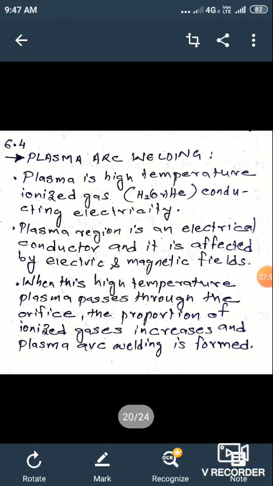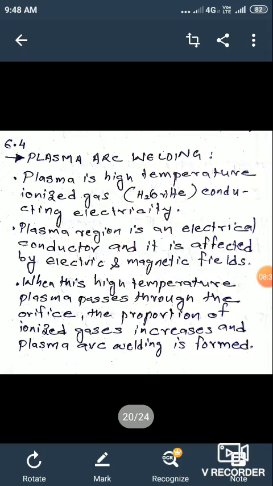Okay, where positive ions and electrons are equal in number. The region is an electrical conductor and it is affected by electric and magnetic fields. When this high temperature plasma passes through the orifice, the proportion of ionized gases increases and plasma arc welding is formed. So, plasma is a high temperature ionized gas.